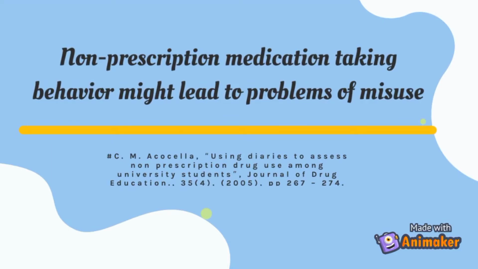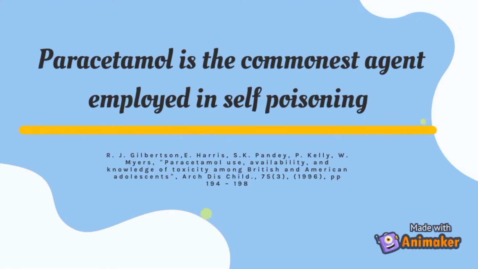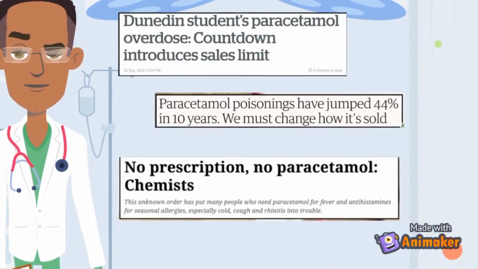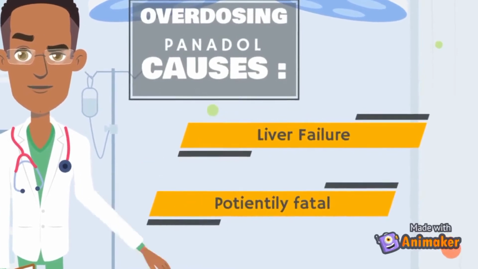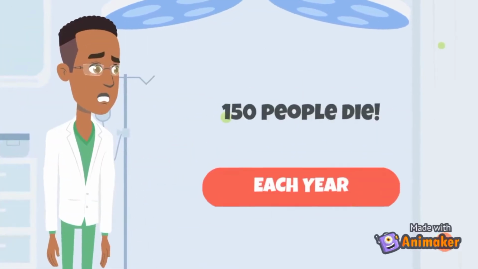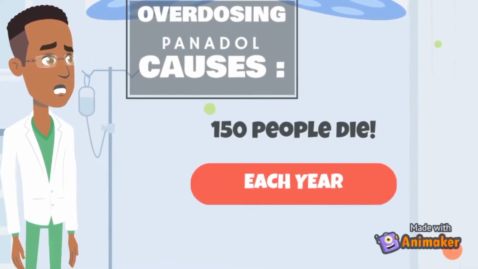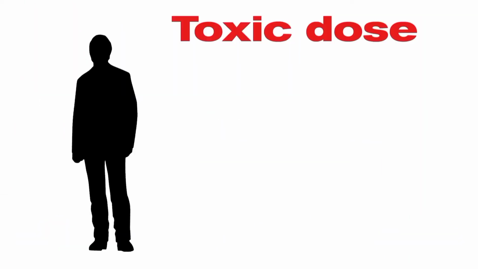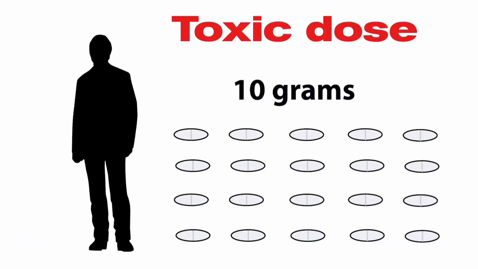This is according to C.M. Akolela. And according to R.J. Giberson, paracetamol is the commonest agent employed in self-poisoning. This will lead to overdose of paracetamol. When taken in large quantities, it becomes toxic and leads to liver failure and is potentially fatal. Based on Dr. Haley Williamson, author of Health Info articles, over 150 people die each year as a result of a paracetamol overdose. Toxic dose is estimated to be about 10 grams for an adult, or 20 pills.